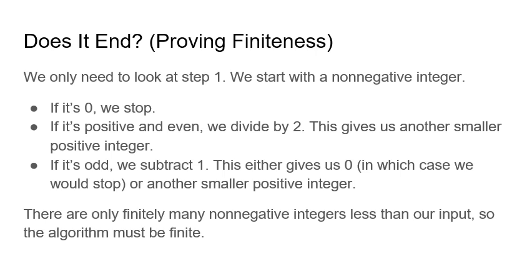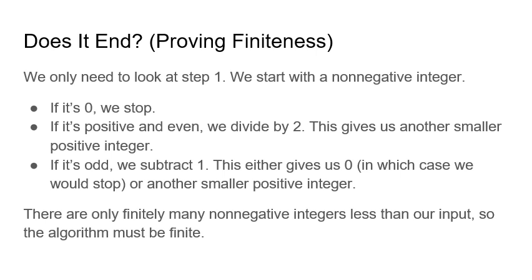So in step 1, we start with a non-negative integer. If it's 0, we stop, we're done. If it's positive and even, we divide by 2. This is always going to give us another smaller positive integer, right? It can't give us something negative, it can't give us 0, it can't give us something that's not an integer. If our non-negative integer is odd, we subtract 1. This either gives us 0, in which case we'll circle back to our stop case, or it gives us another smaller positive integer.